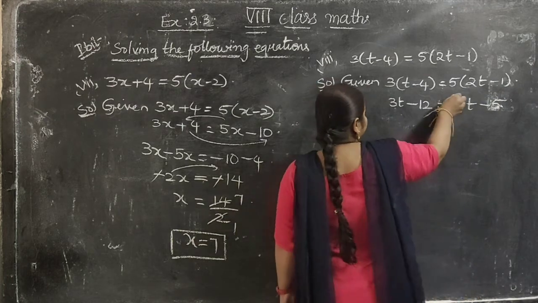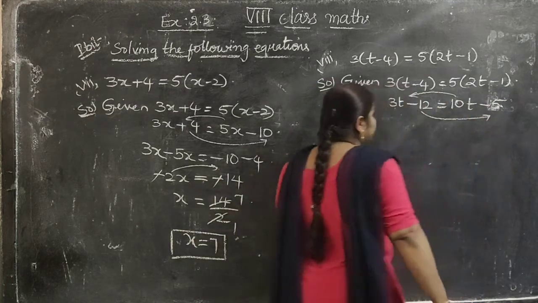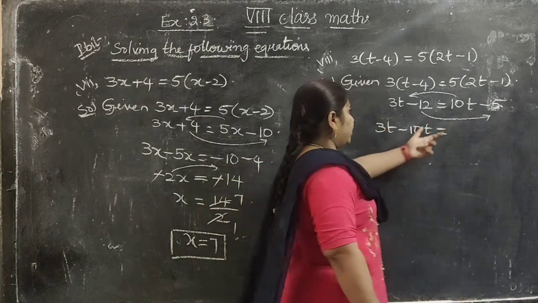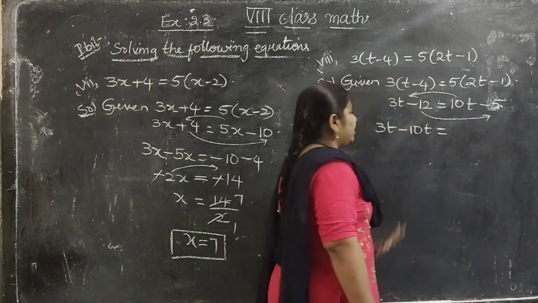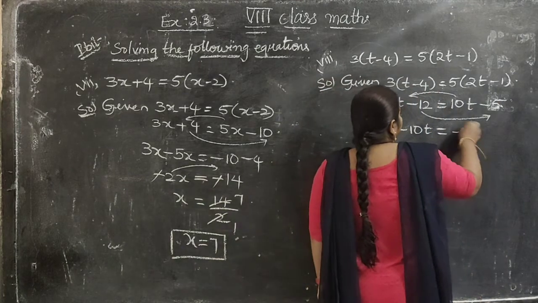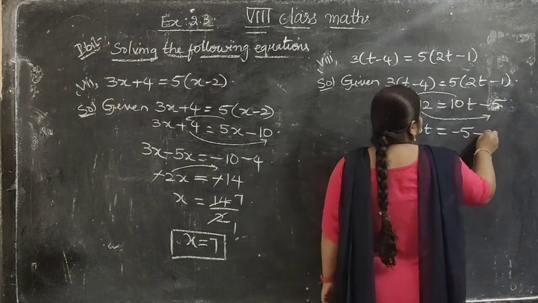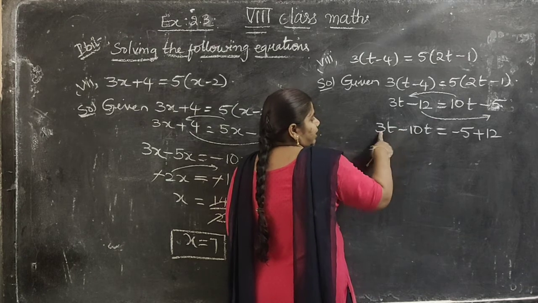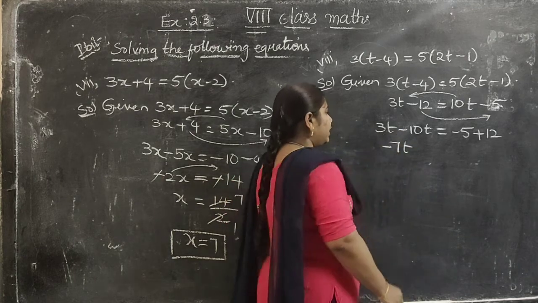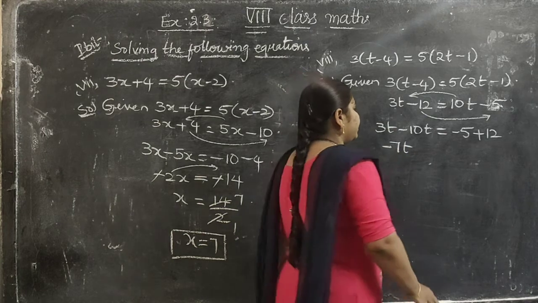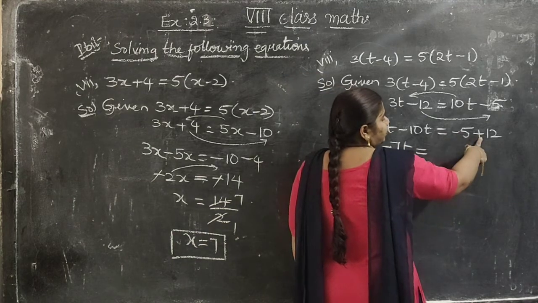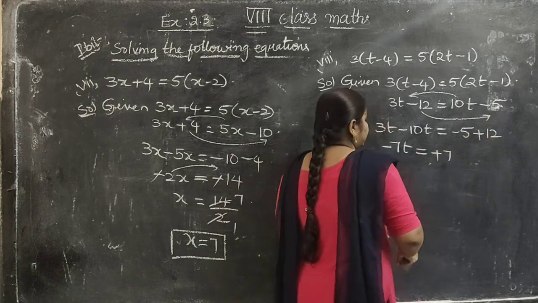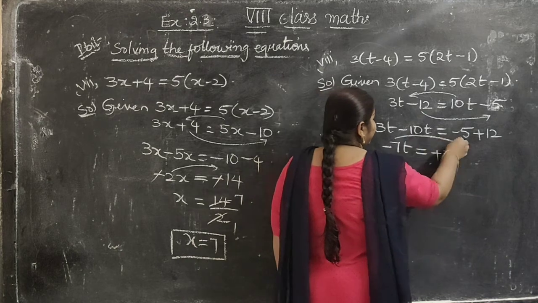Now set all the variables to one side and all the constant values to the other side. So 3t minus 10t is equal to minus 5, and if you transpose this minus 12 to the other side, that will be plus 12. So plus into minus is minus. 10 minus 3 is 7. That is minus 7t. Bigger number sign is minus. So minus 7t is equal to minus into plus is minus, 12 minus 5 will be 7. Bigger number sign is plus. So t is equal to, transpose, minus 7.